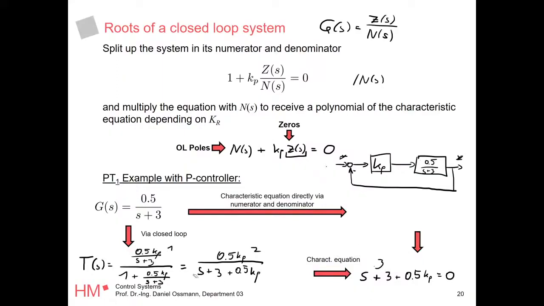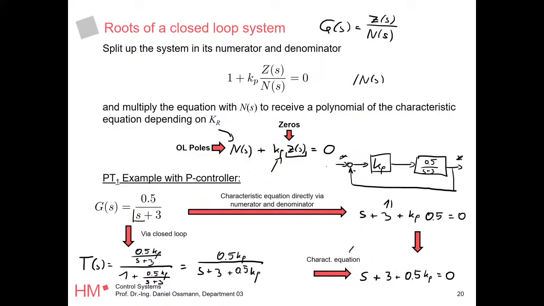Decently fast. Now, what this says here is: just take the open loop poles, s plus 3, plus Kp times the zeros. We don't have any zeros, so 0.5 equals 0. Done. So I hope you could see that this was shorter, right?